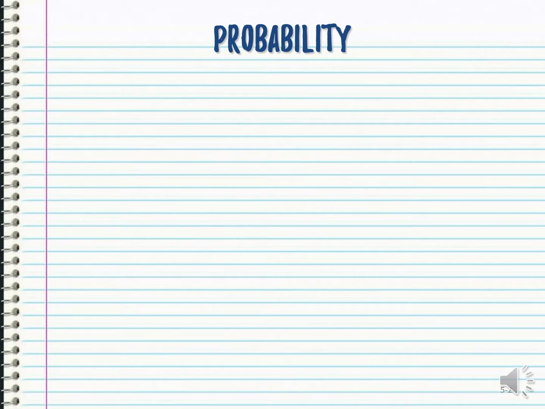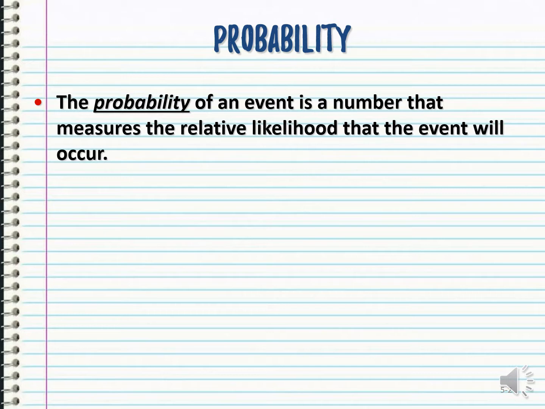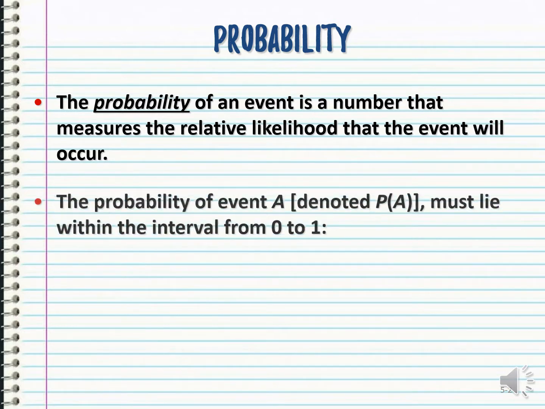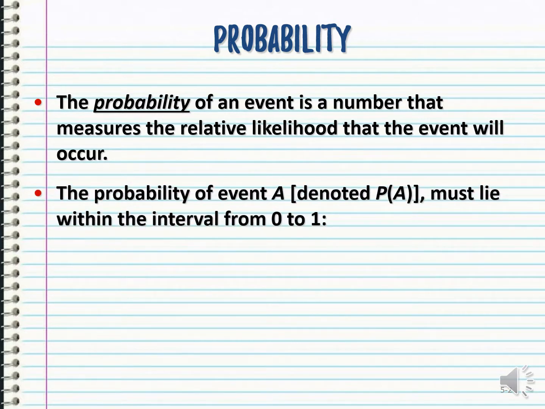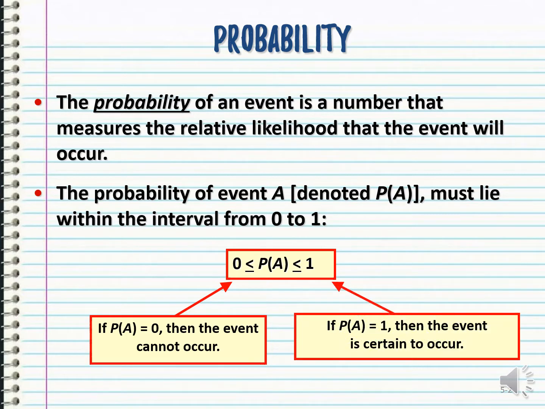Probability. The probability of an event is a number that measures the relative likelihood that the event will occur. So, the probability of an event A, usually denoted as P of A, must lie within the interval of 0 to 1. So, it looks like this. P of A is greater than or equal to 0 and is less than or equal to 1. So, if P of A is equal to 0, then the event cannot occur. But if P of A is equal to 1, then the event is certain to occur.